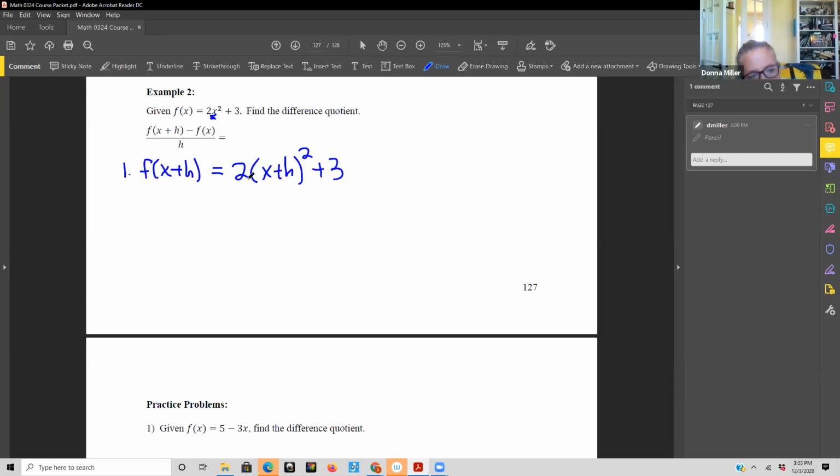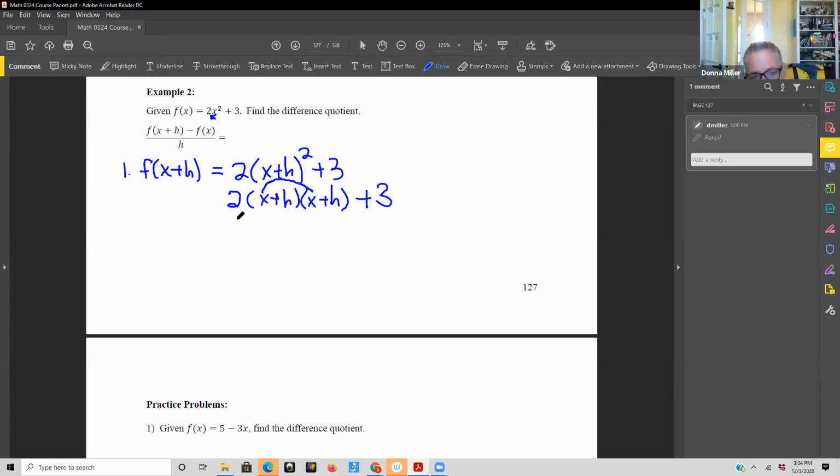And you need to remember, very, very important, this is the first error they make. It's not x squared plus h squared, right? Because this means x plus h times x plus h, right? So we have to FOIL that out. Okay. Now, so I'm going to FOIL this first.